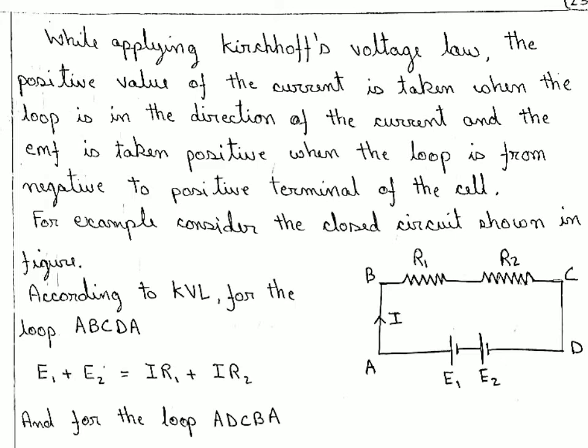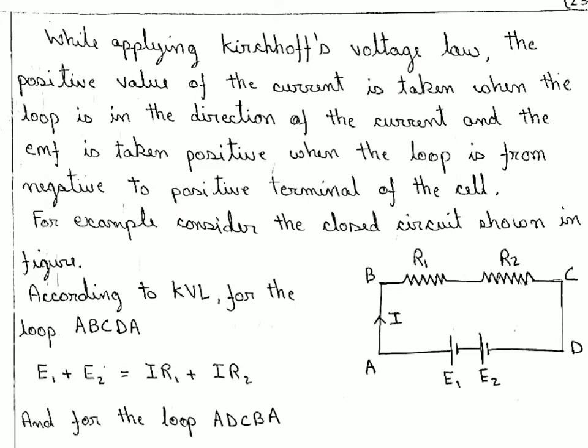Here we can choose a loop from A to B, B to C, C to D, and D to A, or another loop in the direction from A to D, D to C, C to B, and B to A. So let's first choose the loop from A to B, B to C, C to D, and D to A. According to KVL, for this loop, the direction is from D to A, so the EMF is taken positive because it is in the direction from negative to positive.